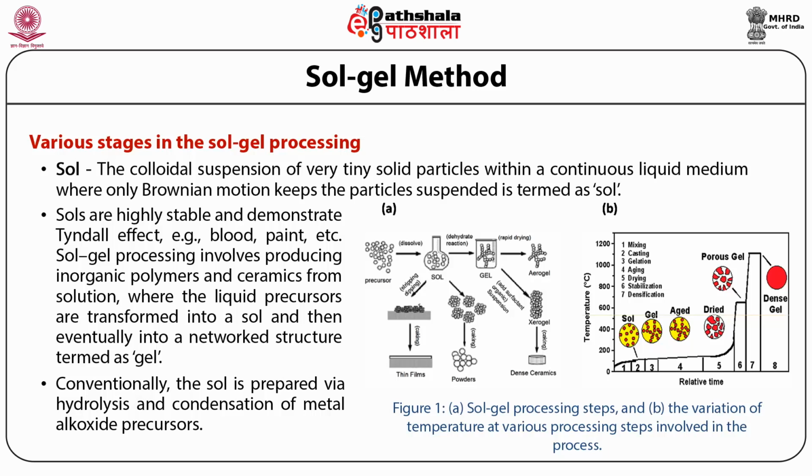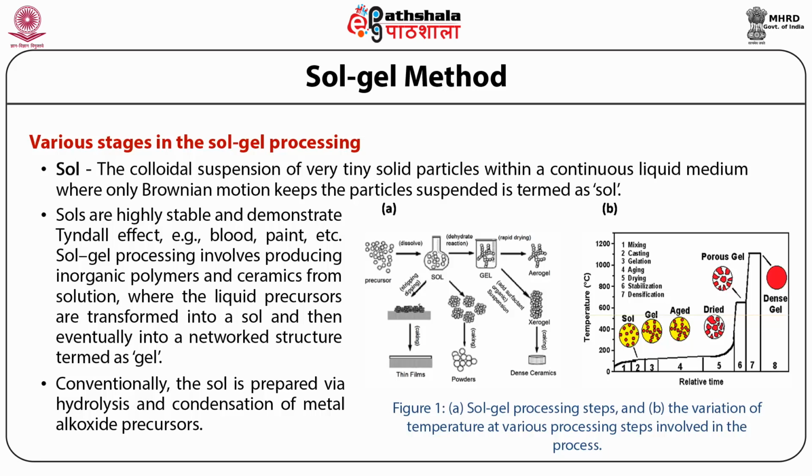The gel on rapid drying will get converted into aerogel, or if we add the surfactant organic suspension, then it gets converted to xerogel, which can form dense ceramics. In figure 1b, we can see firstly the sol is produced at relatively low temperatures of 200 to 400 degrees centigrade. Then after some time the gel is formed. This is basically known as the gelation process.